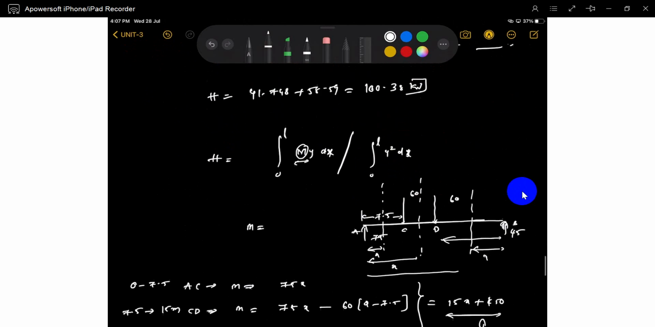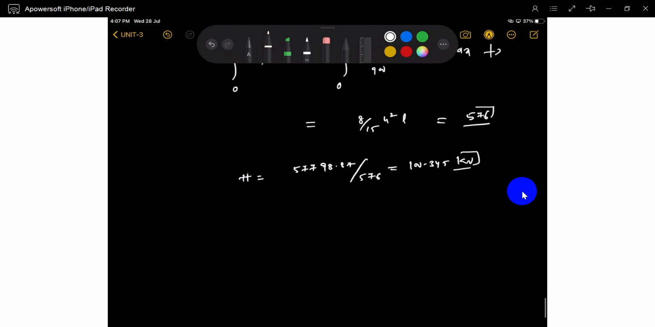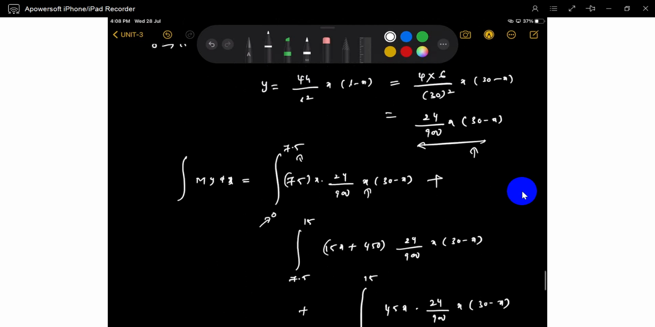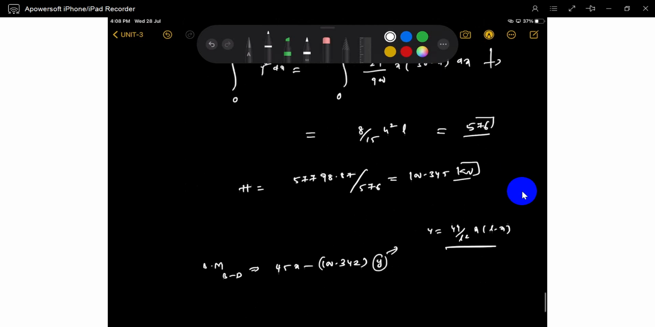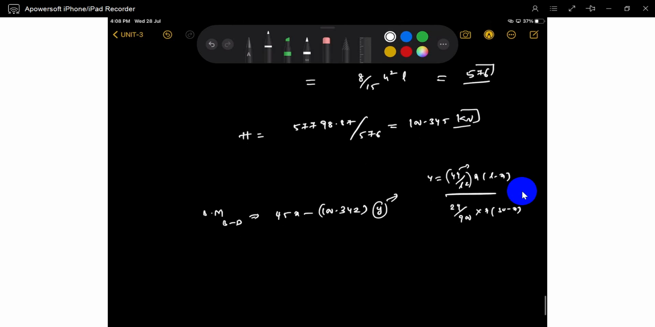Now I will write it. The bending moment between B and D is 45 into X minus 100.342 into Y. Why is it Y? What is Y? Y is equal to 4h by L square into X into (L minus X). We already solved it. With h as 6 meters, the value is 24 by 900 X into (30 minus X). Just use it.